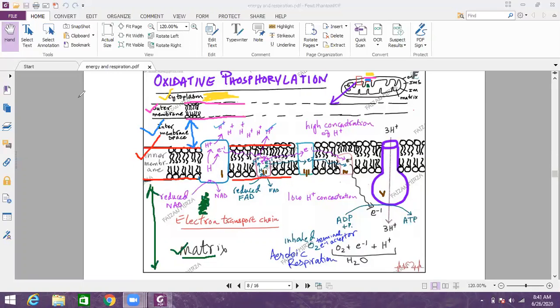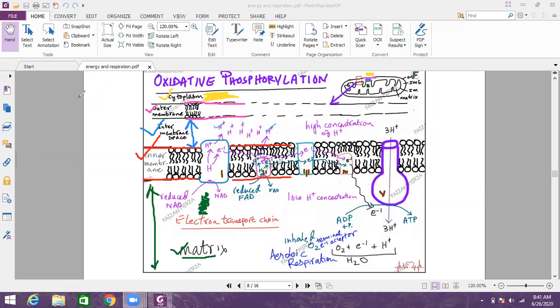So the electron from the first electron carrier falls into the second and then to the third, then to the fourth, and it keeps losing energy. The same happens to the second electron carrier's electron, that it moves from second to third to fourth, losing energy. This is called the electron transport chain.